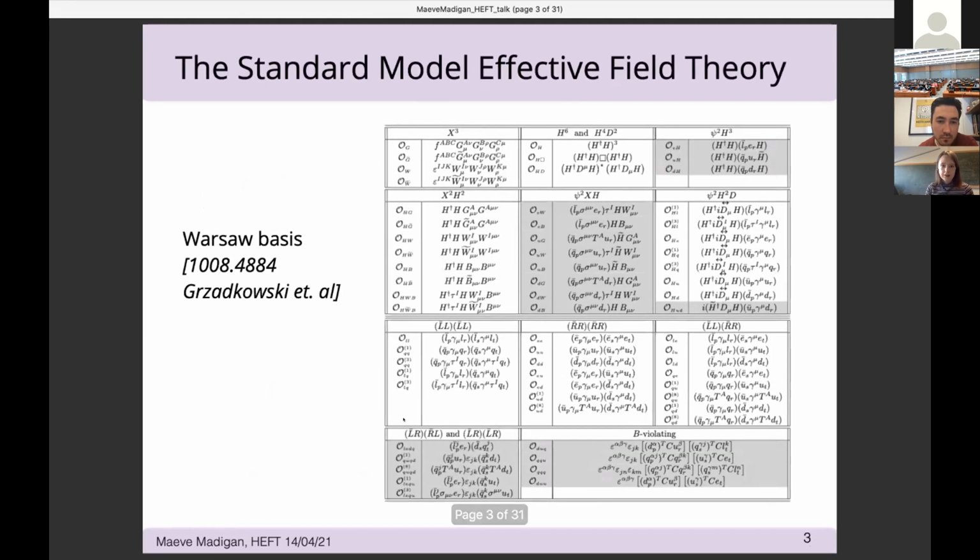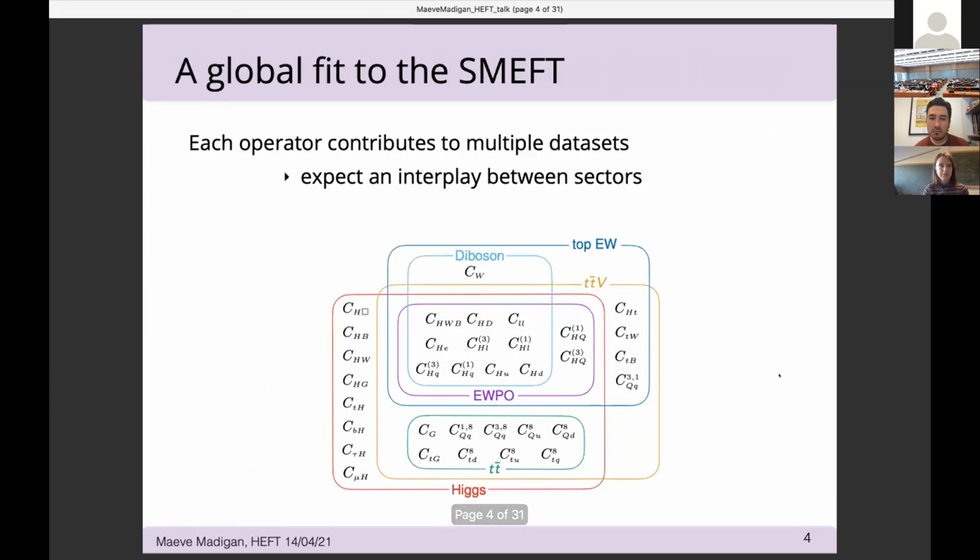The price we pay for this model independence is that we get a huge number of operators. We're going to work in the Warsaw basis, which is what I'm showing you here, all of the operators from the Warsaw basis. What I really want you to get from this table is that there's a huge number of different types of interactions that interlink all of the different sectors of the standard model. So we have interactions of Higgs and gauge bosons, Higgs and fermions, fermion-fermion interactions, all possible different interlinking interactions. And so this SMEFT is a really tight theoretical framework which links all of these different sectors.